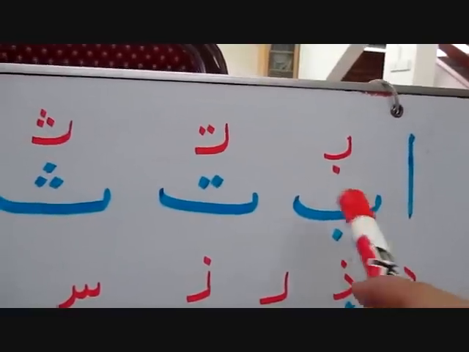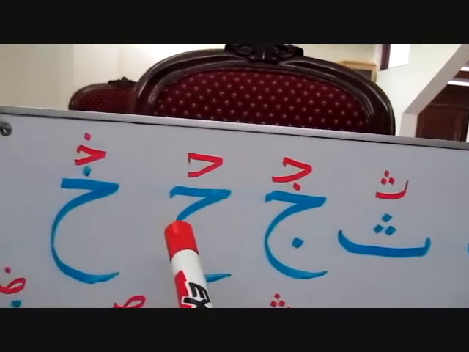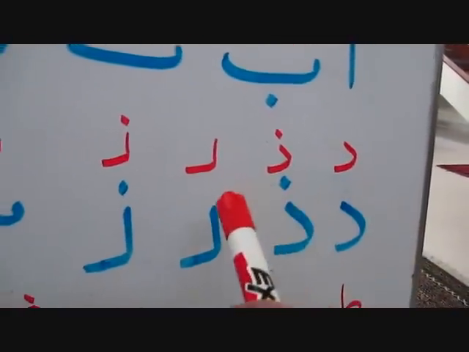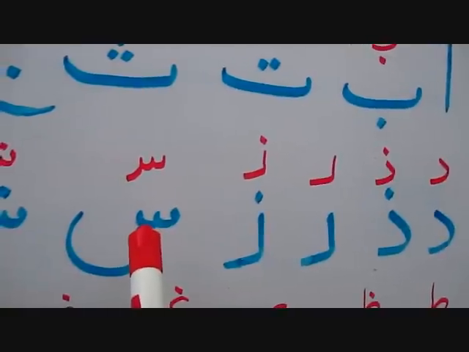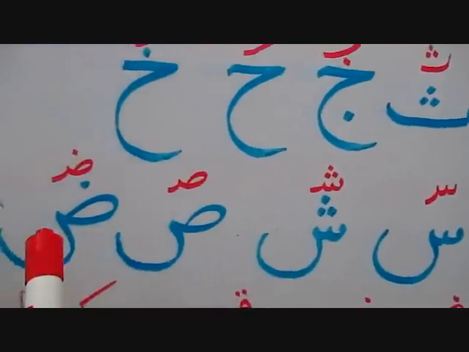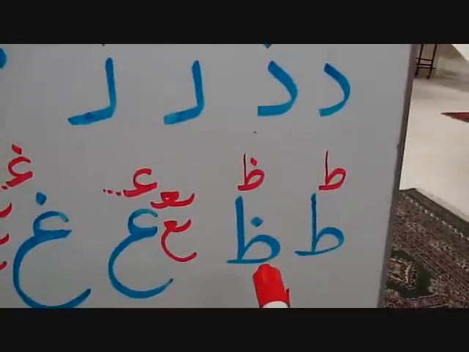For instance, here's ba, that's the th. There you see j, ha, kha. And then you see the ra, za. They don't change at all. They remain the same. You have sa like this, sha, sa. Here you have da, and then at the bottom we have ta and za that don't change their shape again.